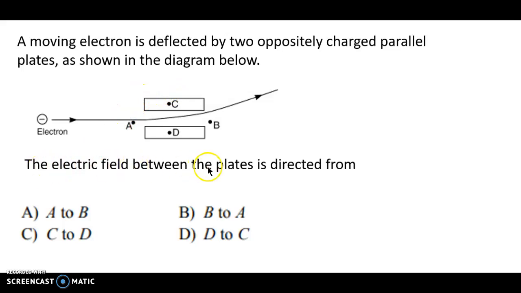So the electric field between the plates is directed from A to B, or from B to A, or from C to D, or from D to C here. So let us try to understand exactly what we know about this question. At first, you have to know that electric field is always from positive plate to the negative plate.